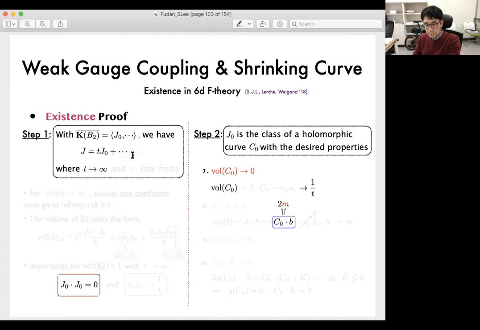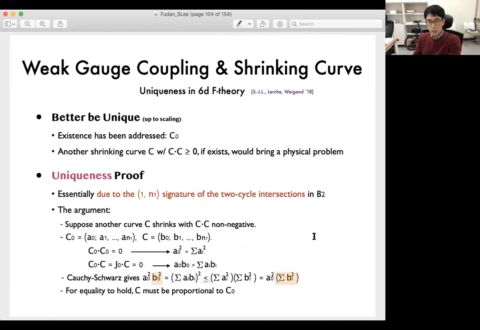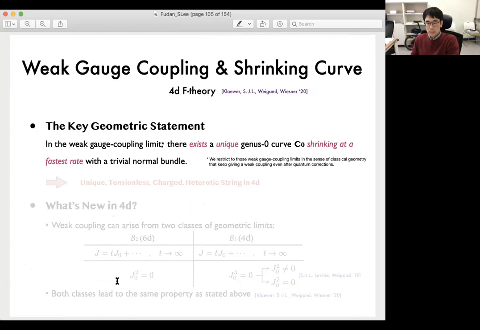Furthermore, C0 dot B is easily shown to be positive and even, so a positive integer M can be defined in this way. I also brought our uniqueness argument. It turns out to follow very easily from the high school mathematics of a Cauchy-Schwarz type inequality, but let me just skip over all of this algebra for the sake of time. And now let's go into four dimensions.